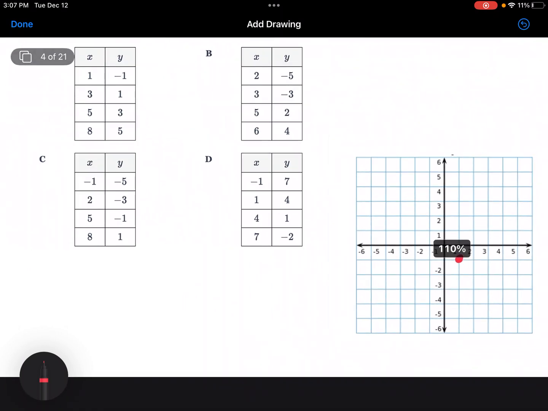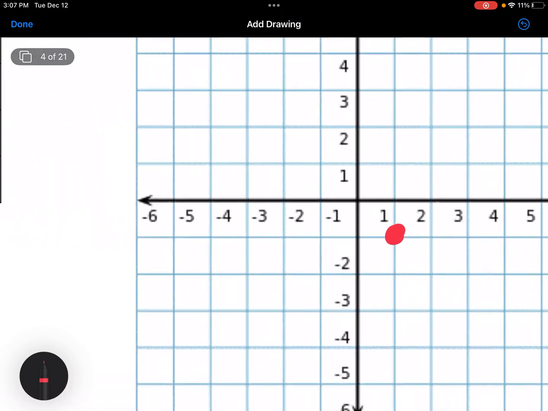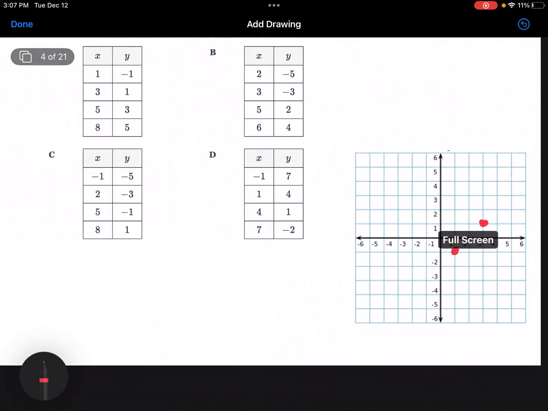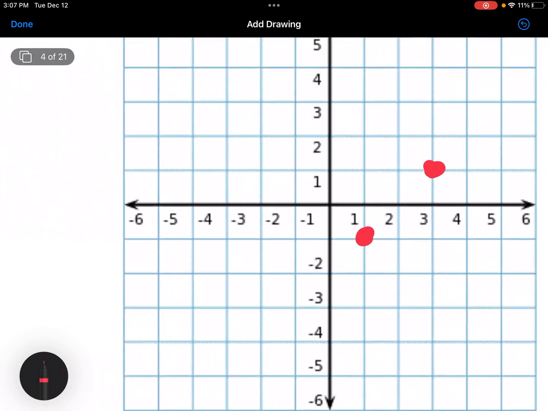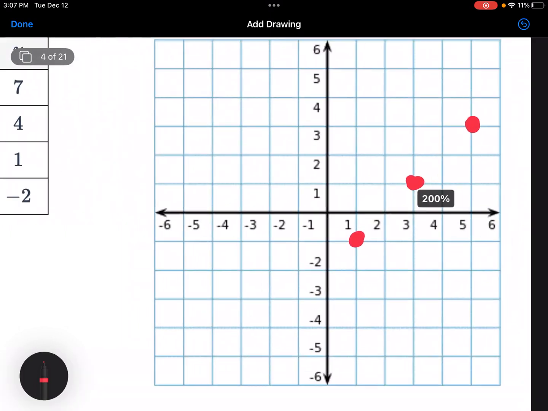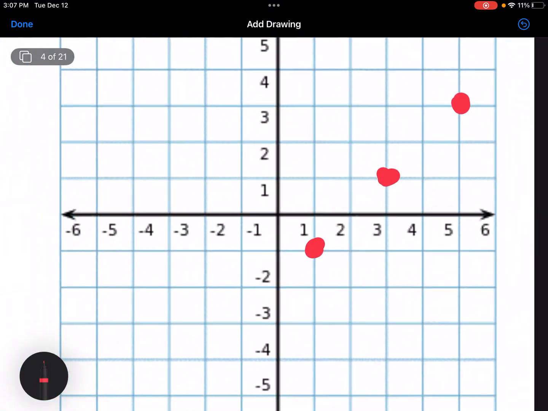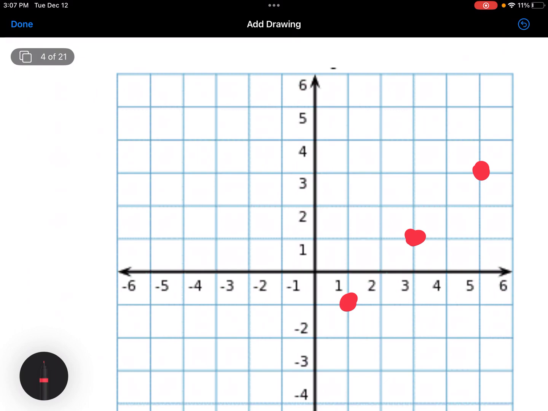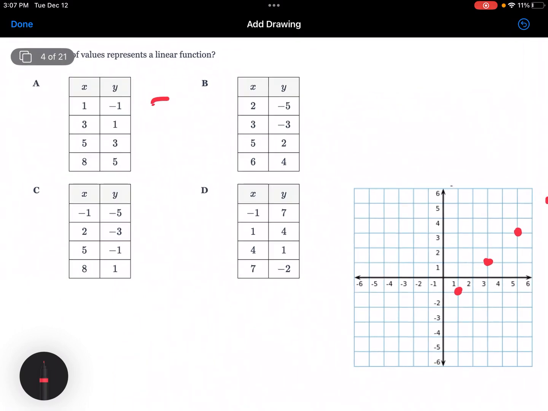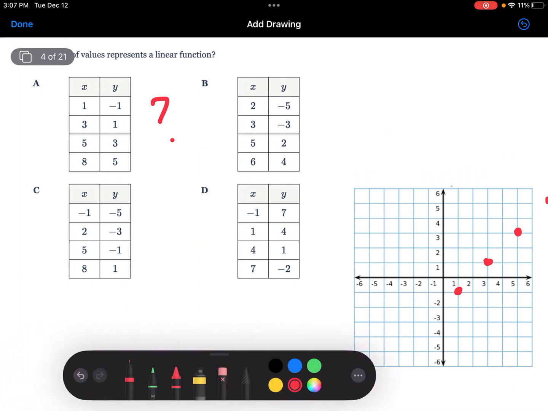and then 3, 1. So over 3 up 1, and then 5, 3 over 5 up 3, and then 8, 5 over 8 up 5. So it'd be somewhere over here. So this one looks questionable. Okay, so let's try another one.